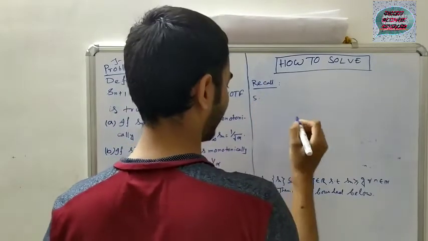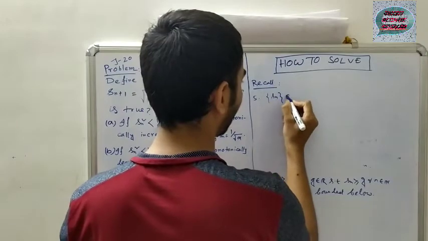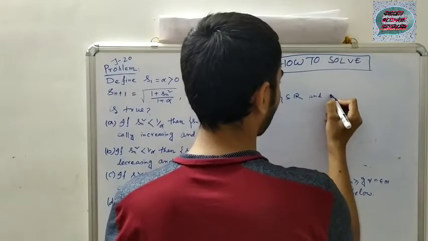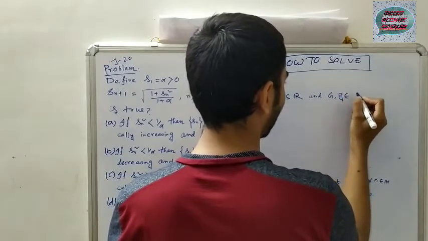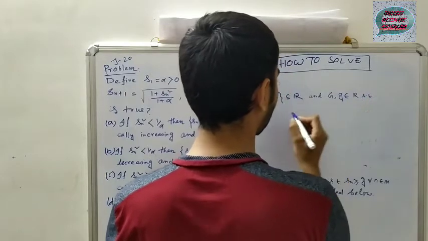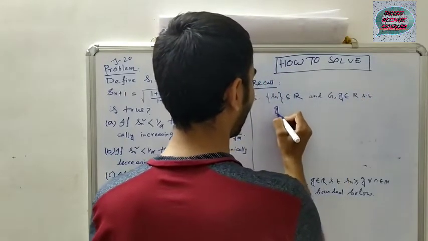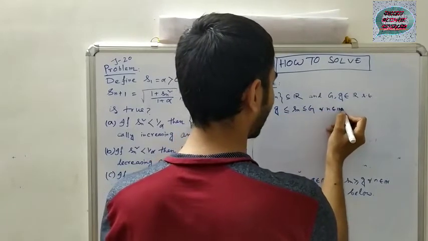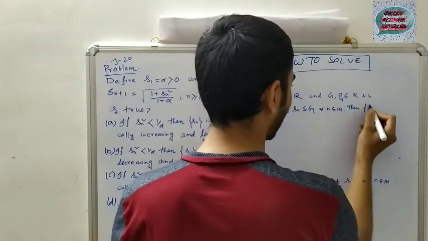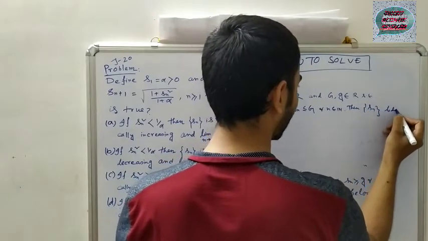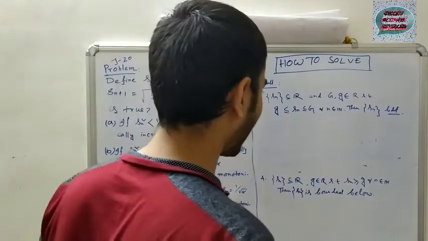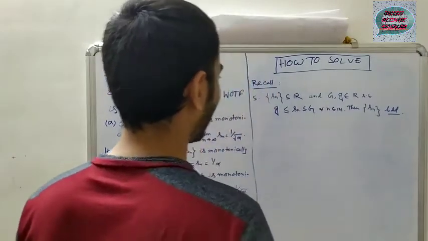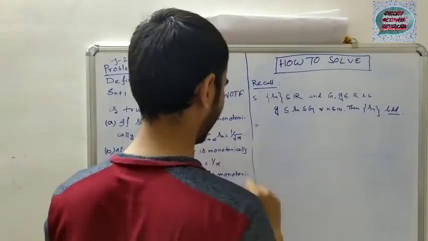Fifth point: Sn is a sequence of real numbers and capital G and small g belong to R such that small g is less than or equal to Sn is less than or equal to capital G for all n belonging to N, then Sn is called a bounded sequence. Now recall a theorem.